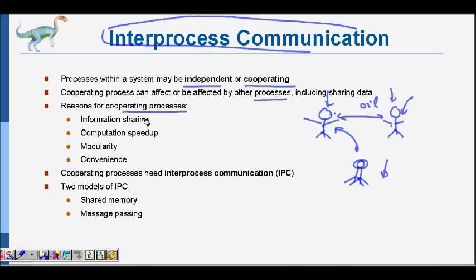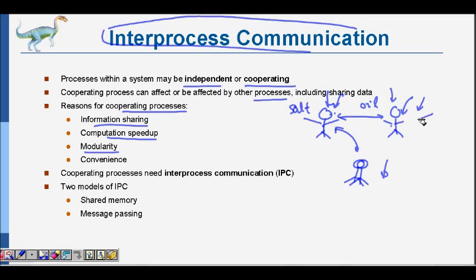Reasons for cooperating processes, of course. One is information sharing. If he needs, let's say, salt, he will somehow need to communicate to this person, please bring me some salt and pepper. So they have to communicate. Computation speedup: let's say now they have two stoves, so they both will be making two dishes and it will become faster.